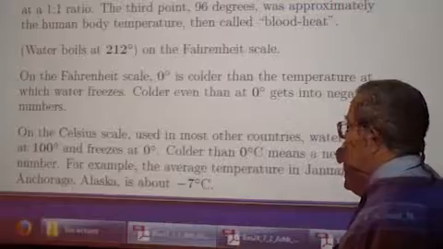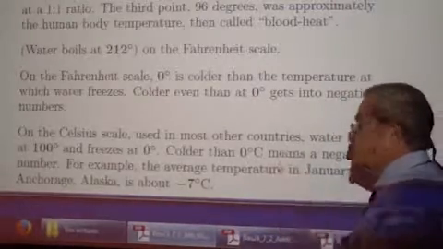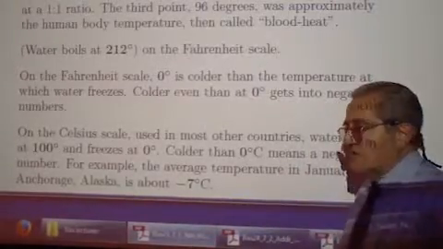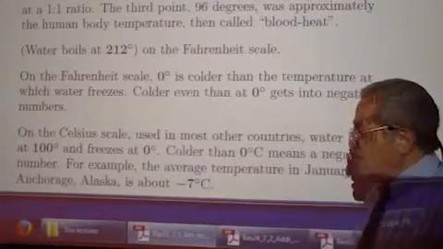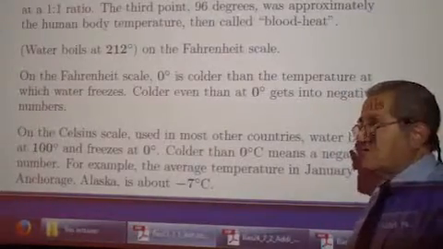On the Celsius scale, on the other hand, which most countries use, not the United States, right? We are different. The rest of the world should do what we are doing. Yeah.